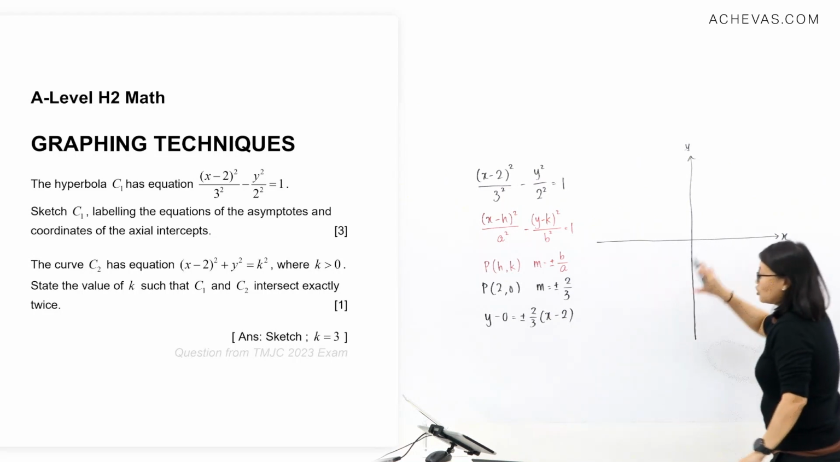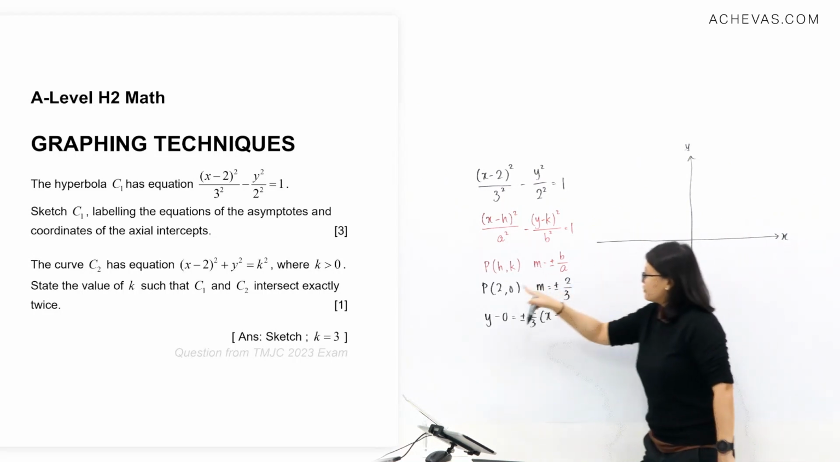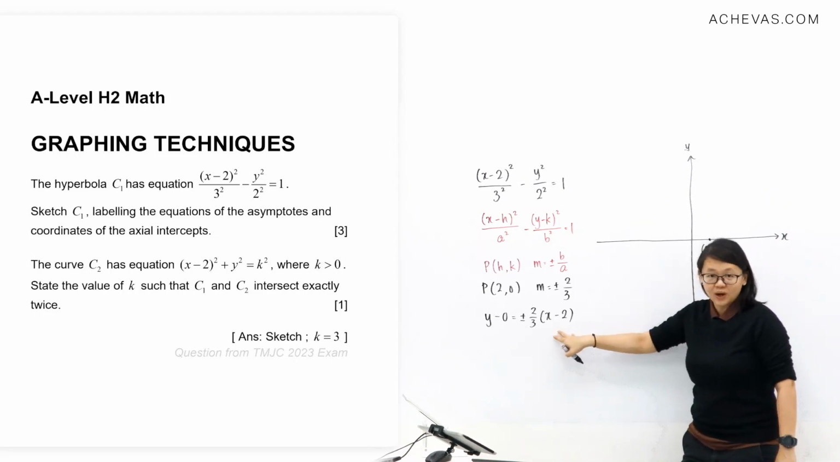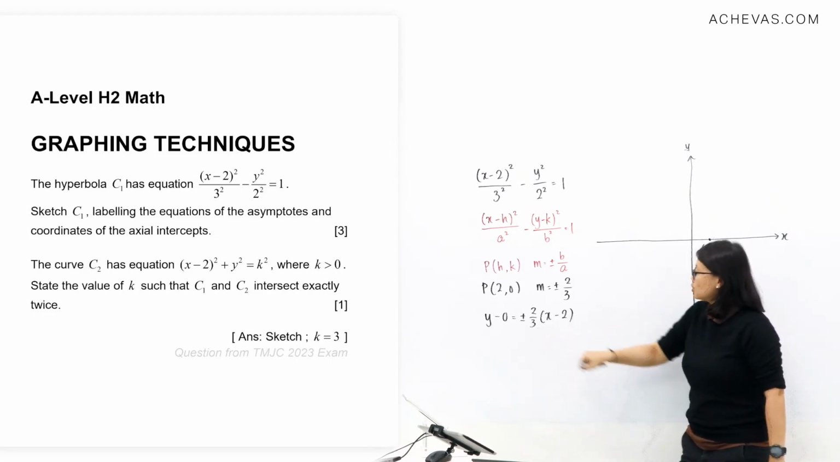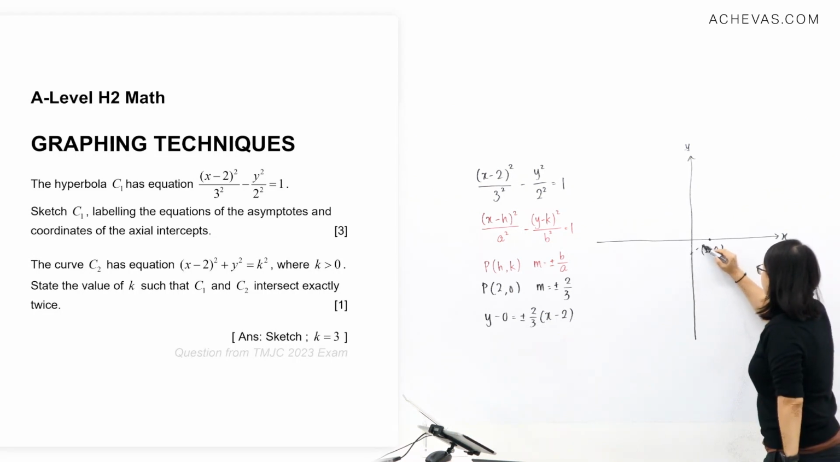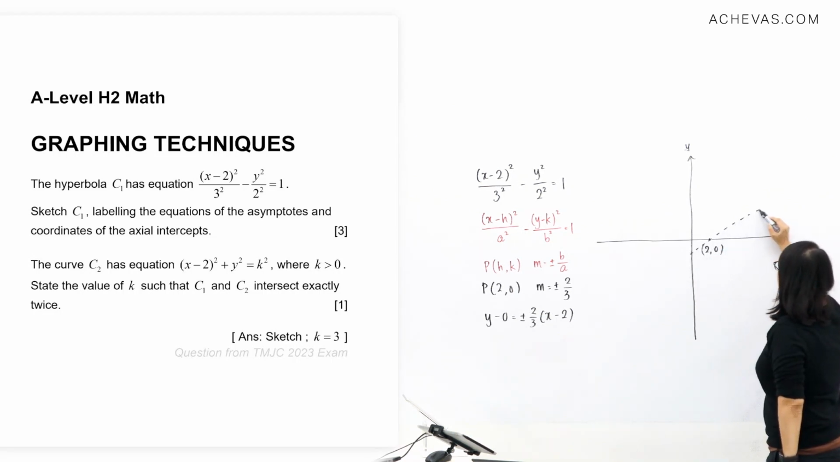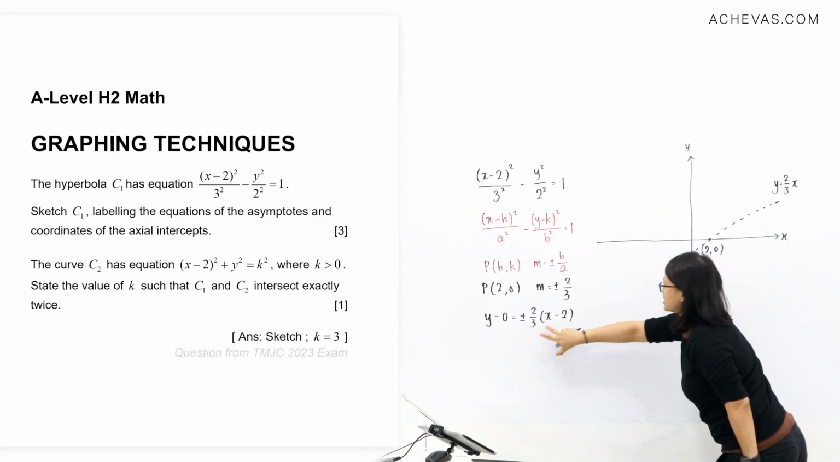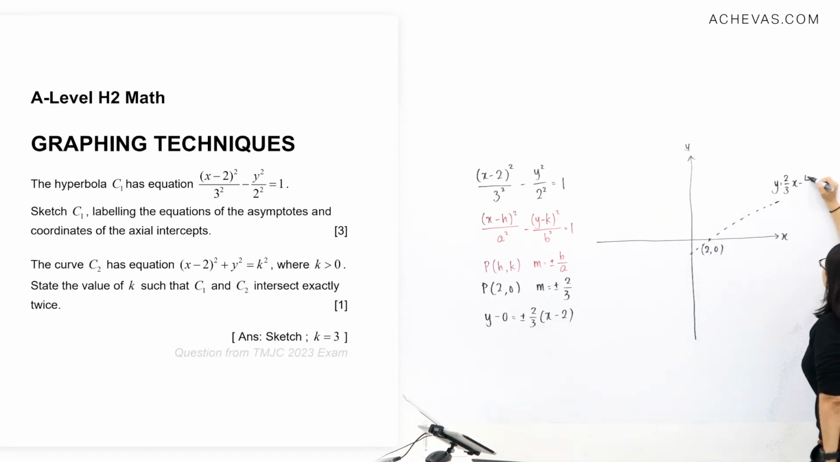So now I'm going to go here. I'm going to plot this (2, 0) into my diagram. And I'm going to draw two lines, one with a positive gradient, 2 over 3, that's slightly less than 45 degrees. So maybe somewhere around here. Right, let me label it as y equals 2 over 3 x. If I multiply this in, I'll be getting a negative 4 over 3.